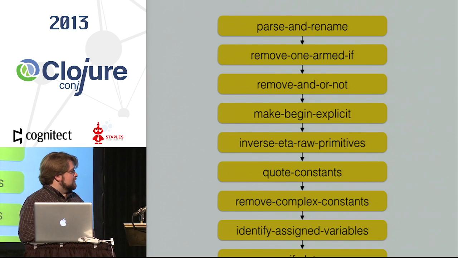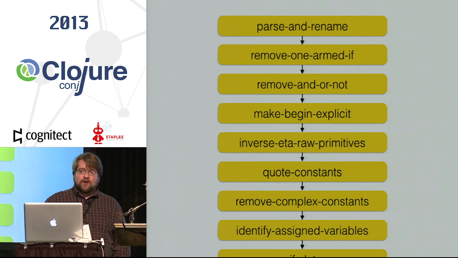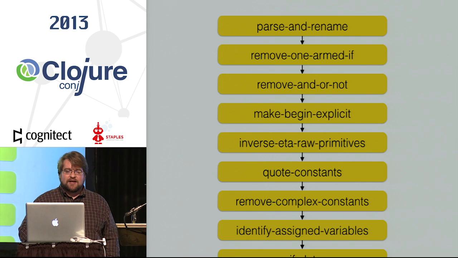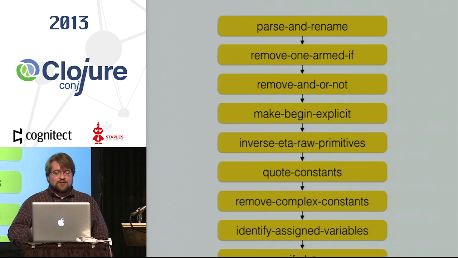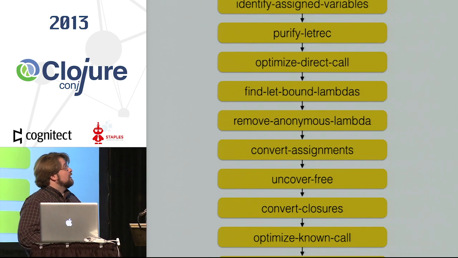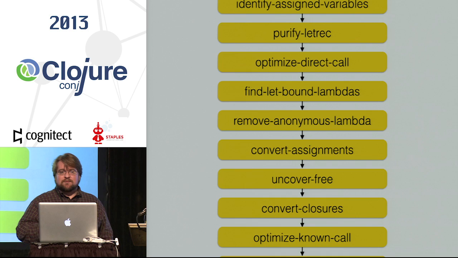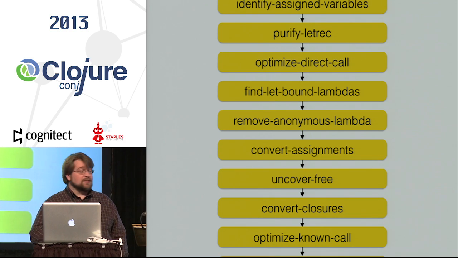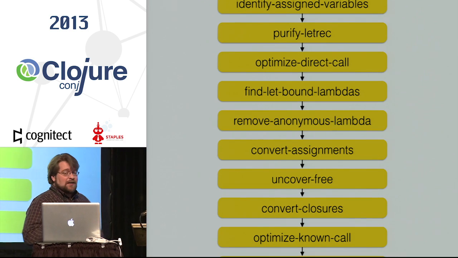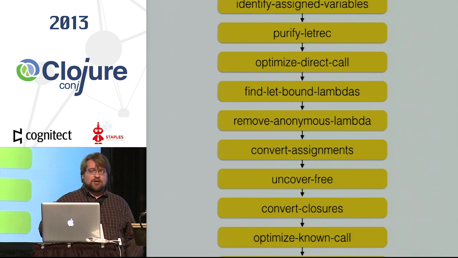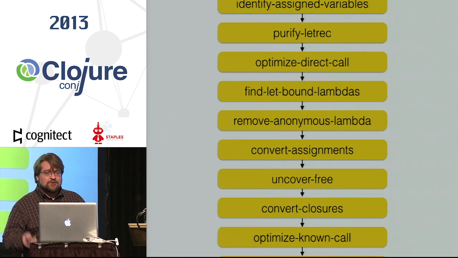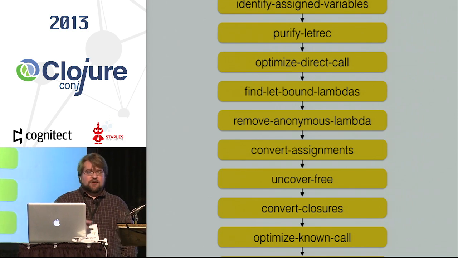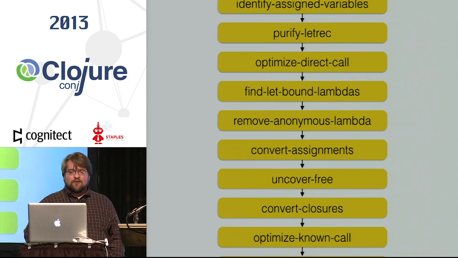Then we're going to quote our constants, remove our complex constants. So where we have structured constants, we're going to make their allocation explicit. And we're going to identify the assigned variables so that we can do assignment conversion. And we're going to turn our letrecs into things that bind only labels to lambdas. Optimized direct calls is just a way of looking for directly applied lambdas and turning them into lets. We're going to find our let-bound lambdas and turn those into letrecs. We like letrecs. They're pure and fun to deal with.